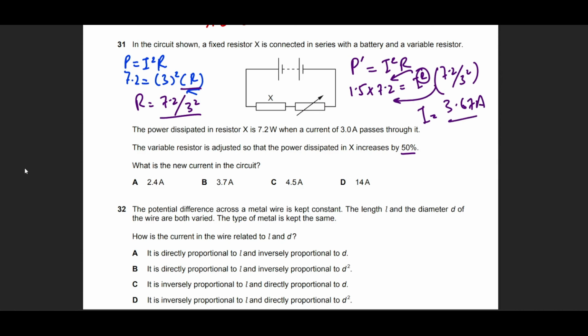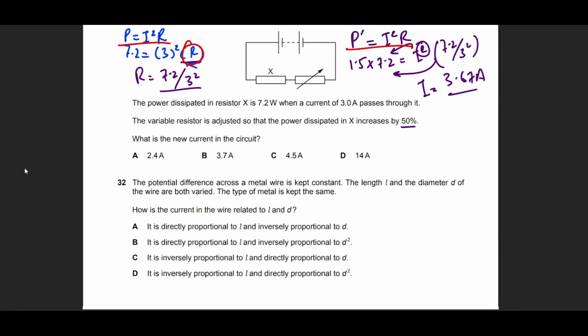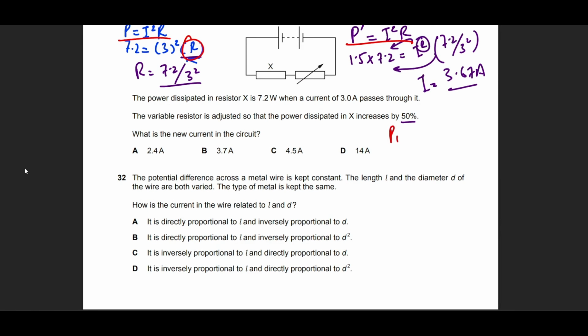What you could have done alternatively, because you know that R is a constant, right? You can compare these two equations directly by eliminating R. What you could have done is P1 divided by P2 equals I1 squared divided by I2 square. This is a simple mathematical technique, okay?